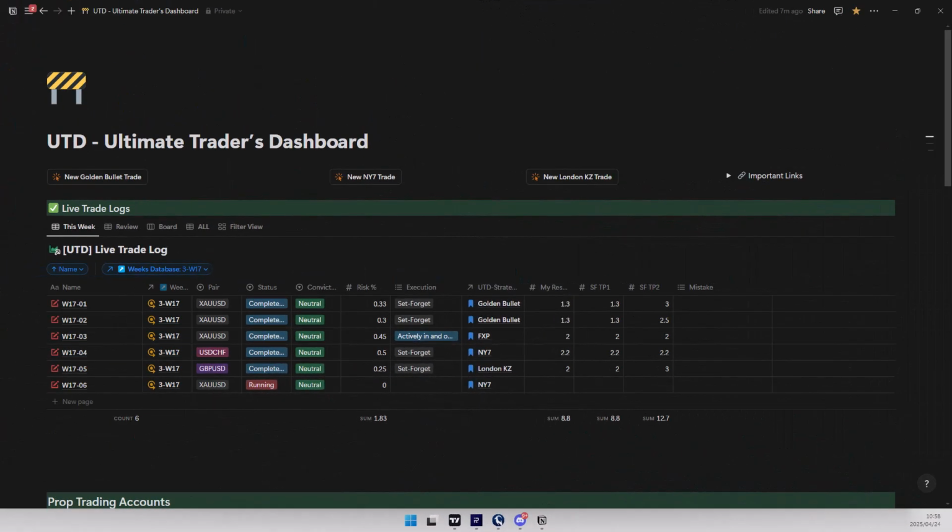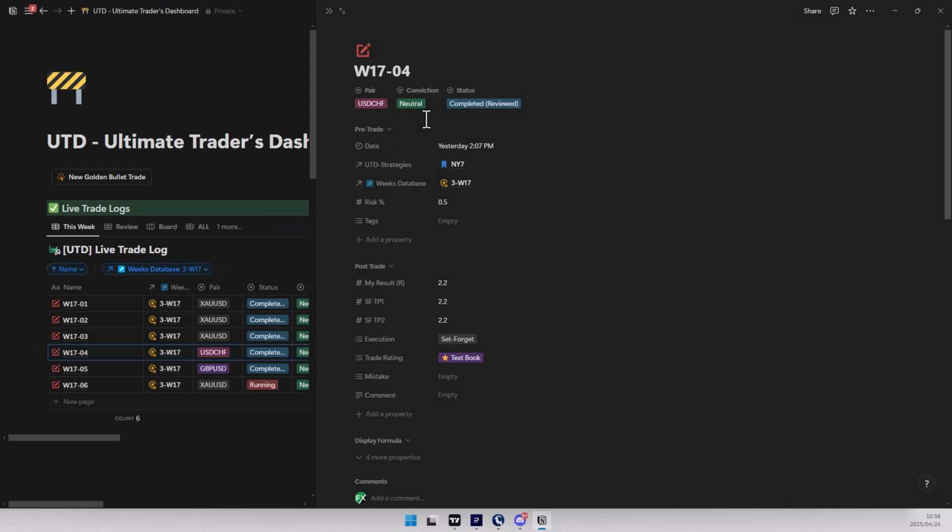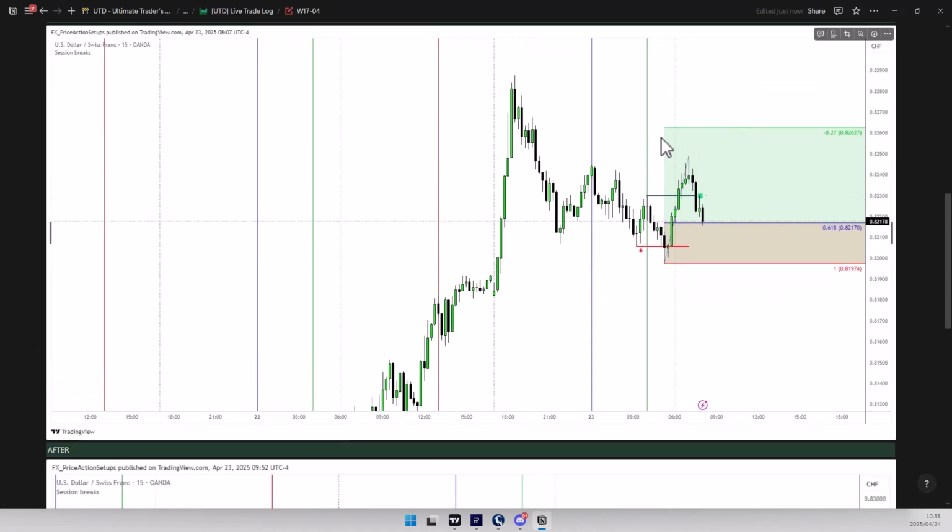And if I can just do one more example, this is my most recent live trade with the strategy. And this was on the 23rd of April, and it was on the USD Swiss franc. I actually logged this on my trading journal. And this was basically the setup. This was the NY7 entry time. And we had a bit of a stop run here. We had the structure break.